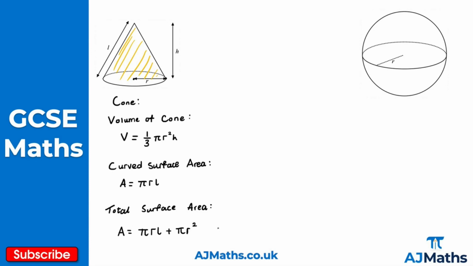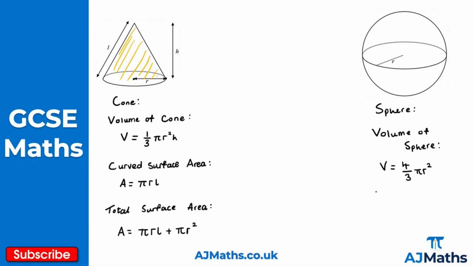Now let's take a look at a sphere. For the volume of a sphere, again we're going to use V to represent the volume. So V is equal to 4/3 times pi r squared, like so. That's for the volume of a sphere.